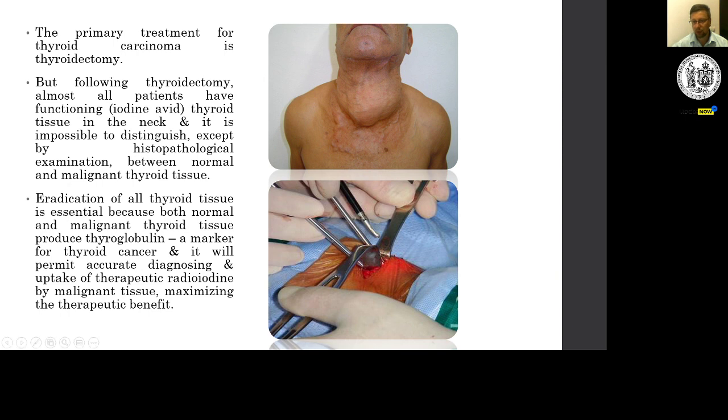So we know that many patients will have remnants, residual thyroid gland tissue in the neck, which may carry cancer cells. So eradication of all thyroid tissue is essential because both normal and malignant thyroid tissue produce thyroglobulin, a marker for thyroid cancer. It will permit accurate diagnosing and uptake of therapeutic radioiodine by malignant tissue, maximizing the therapeutic benefit. Here we can see on the upper picture the example of the thyroid gland cancer and the surgical procedure.